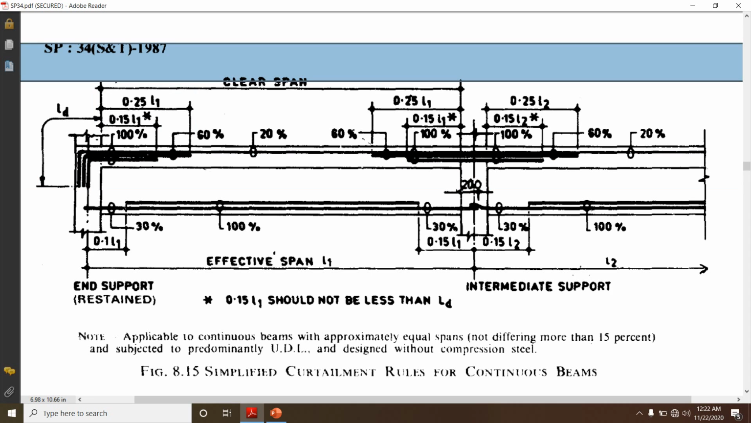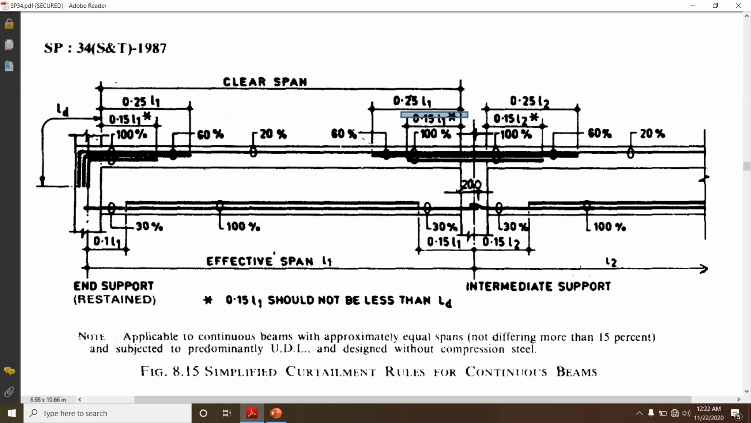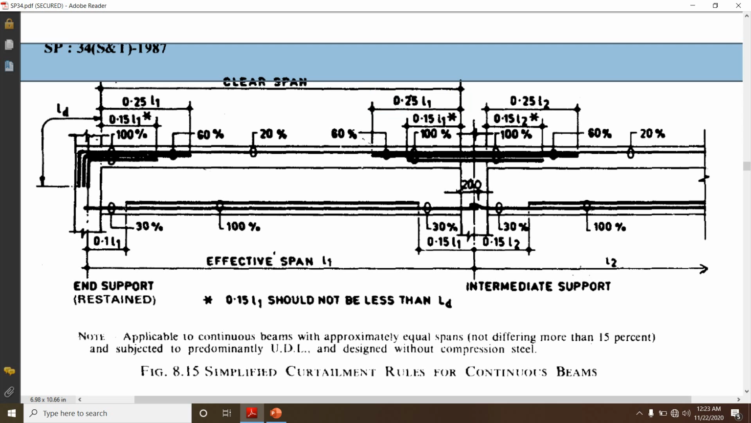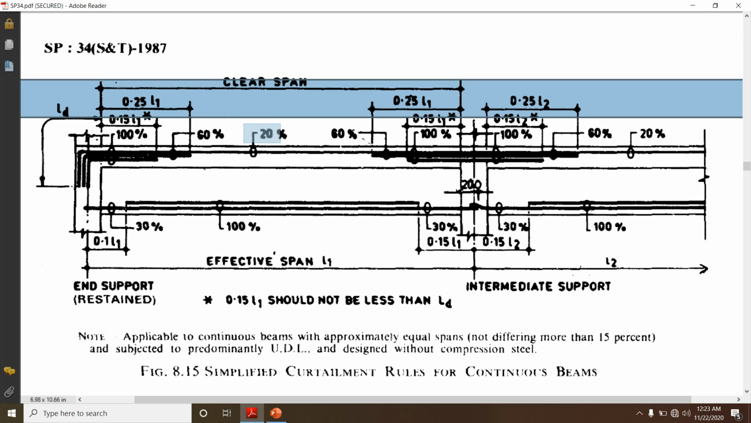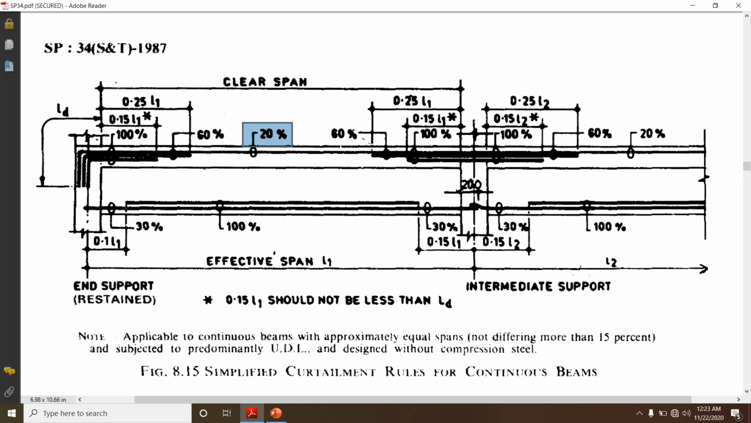Similarly, the same thing we'll have at the intermediate supports. So if you see the left side of the support as well as the right side of the support, from the face of this support, up to a distance of 0.15 times of L1 we have to provide 100 percentage of reinforcement. Up to 0.25 times of L1 we can provide 60 percentage of reinforcement. So beyond this we can provide 20 percentage of the reinforcement.